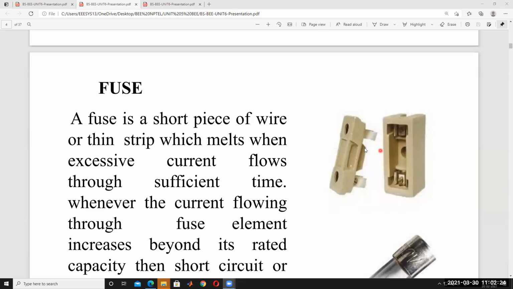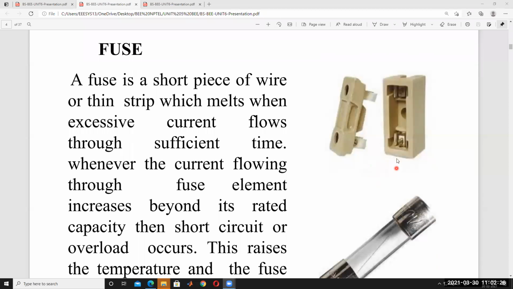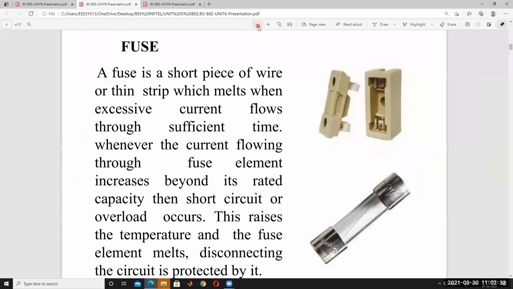I think you have observed this fuse. The fuse is used to protect the appliances from overload or short circuit. If there is any overload condition, this fuse melts, or if short circuit current is flowing into the fuse, first the fuse melts and then your device is protected from high current.